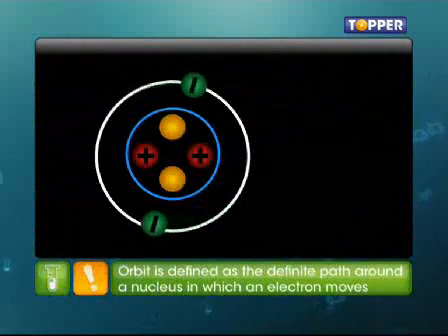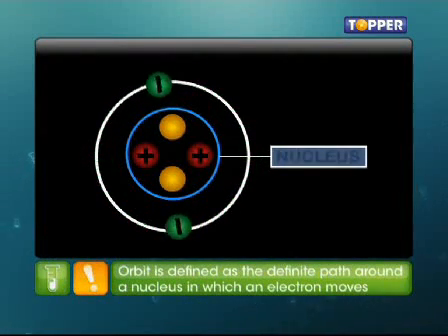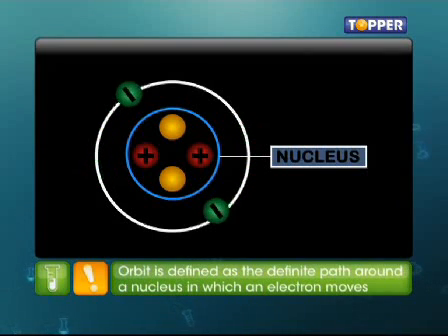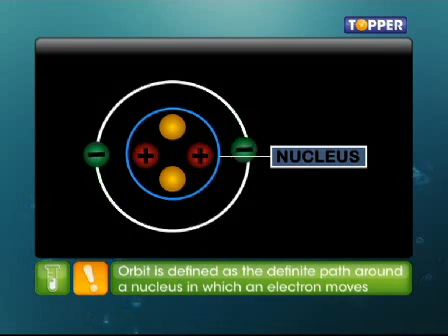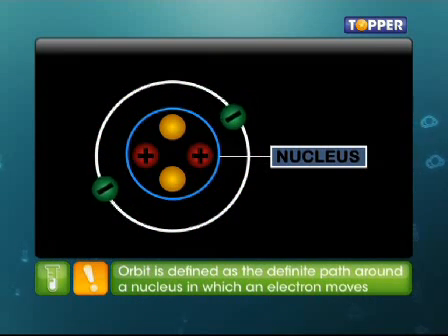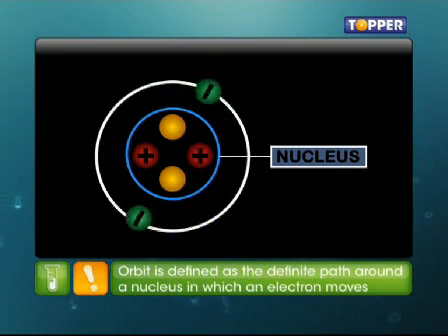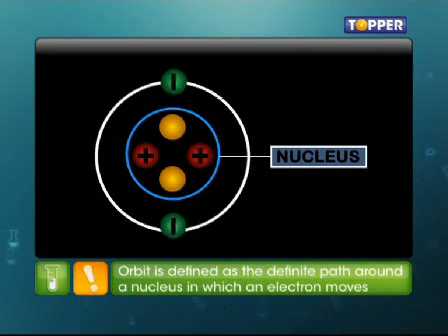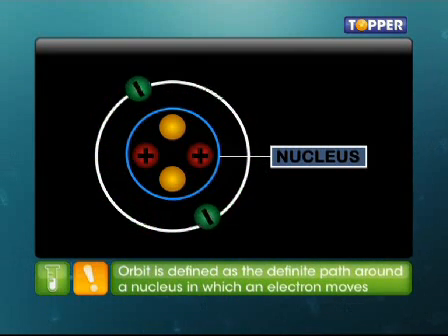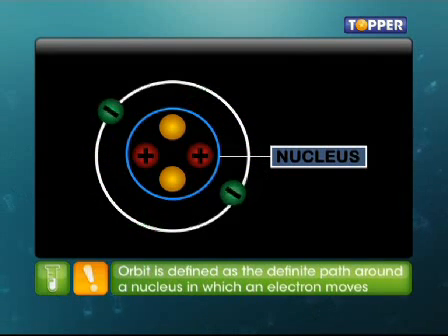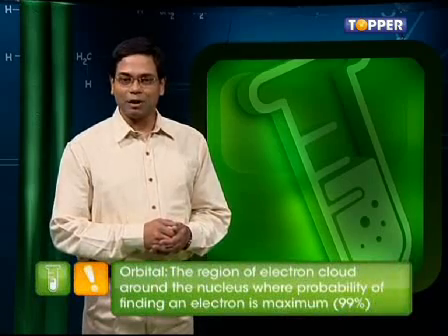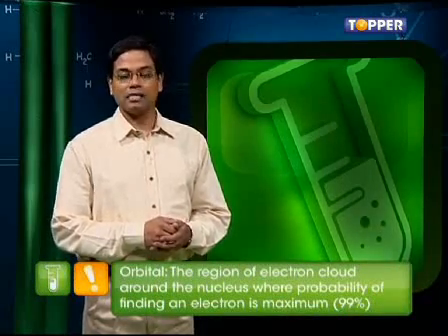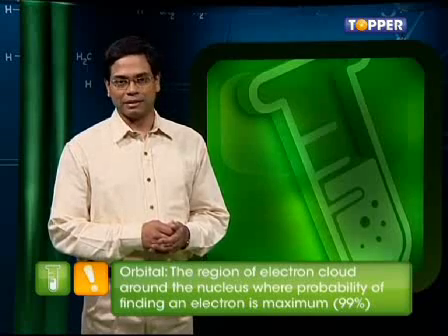You already know that a positively charged nucleus forms the dense core of an atom. This nucleus is surrounded by definite paths called orbits or shells in which an electron moves. Circling the nucleus are electrons, which occupy regions of electron cloud called orbitals or subshells. Orbitals are where the probability of finding an electron is the highest, say 99%.